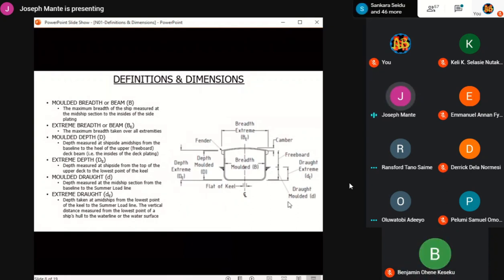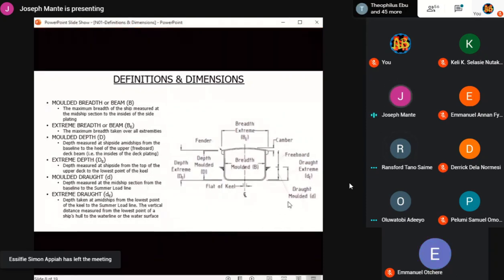Okay. So we have the molded breadth or beam. Now, this is the difference. When you are reading and you see molded breadth and breadth extreme, you can see that they have written B suffix E there from the diagram. Now, this is what it means.